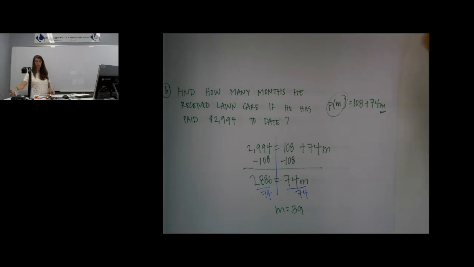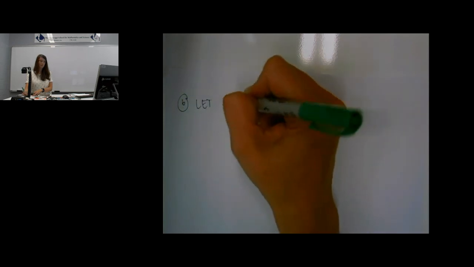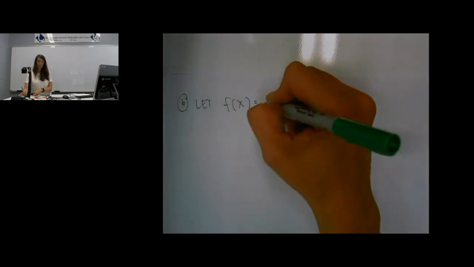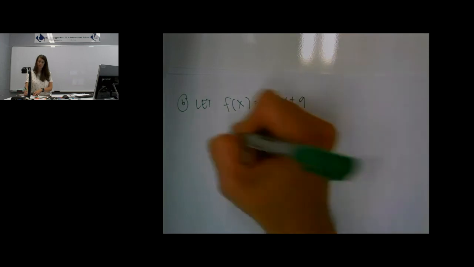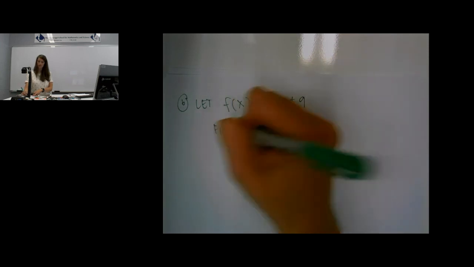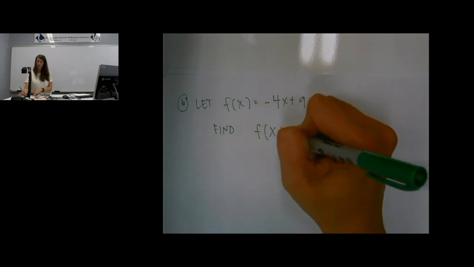Okay? All right. So let's do one more thing here. So let f of x be negative 4x plus 9. Find f of x plus 5.